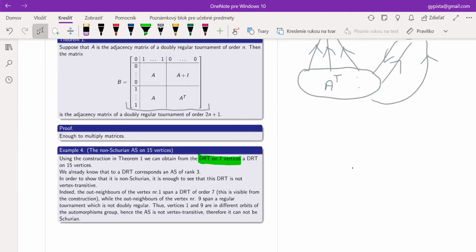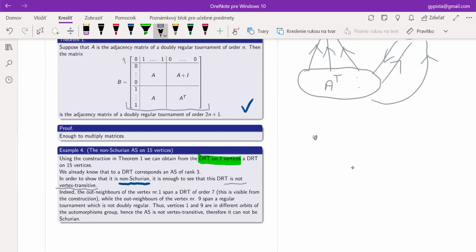So I'm not going to draw this picture because on 15 vertices it will be quite messy. So first we have to believe that this construction really works. And as I said, we can convince ourselves by matrix multiplication. But what is a little bit harder task is to see that it is really a non-Schurian association scheme. And oppositely to the previous example of non-Schurian object, here we have a non-vertex transitive association scheme.